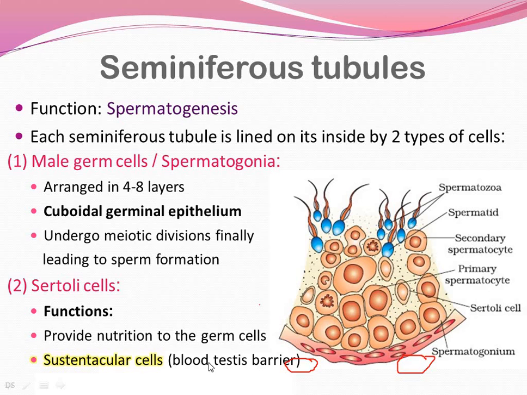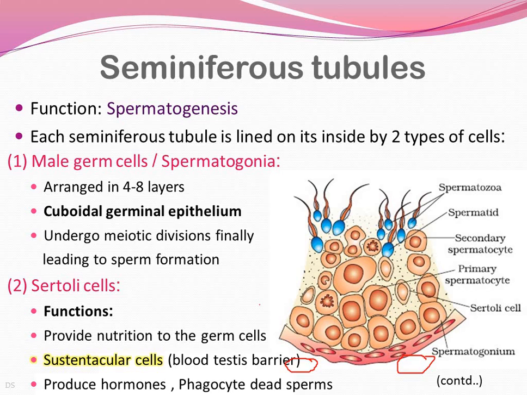A similar type of barrier you can consider for the testis. Toxins are prevented from entering the testis from the blood by this barrier, where the Sertoli cells have tight junctions which will not allow water soluble molecules to enter inside the cell. Additionally, Sertoli cells have an endocrine function also, which is of importance for today's topic. They produce two hormones: one is inhibin, and the second is androgen binding protein.